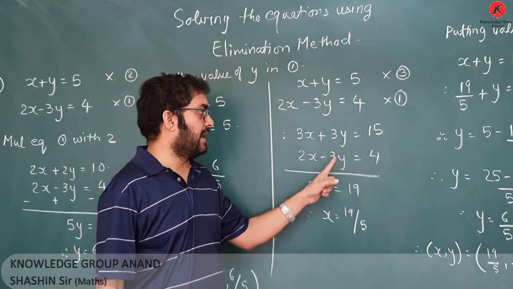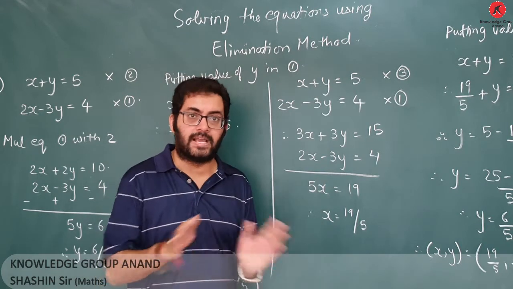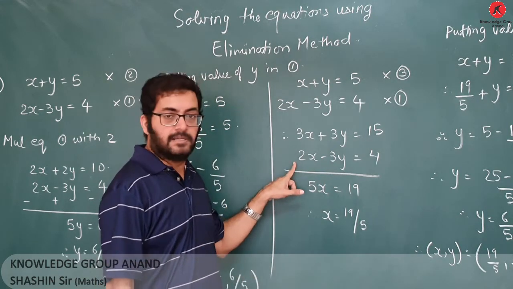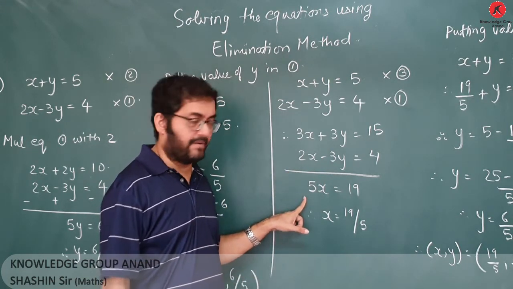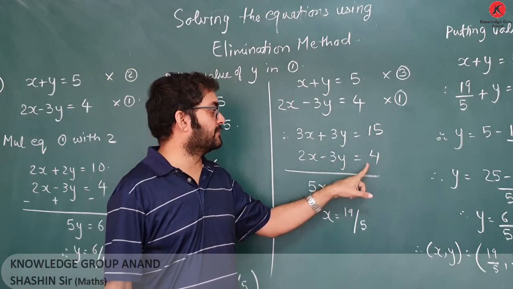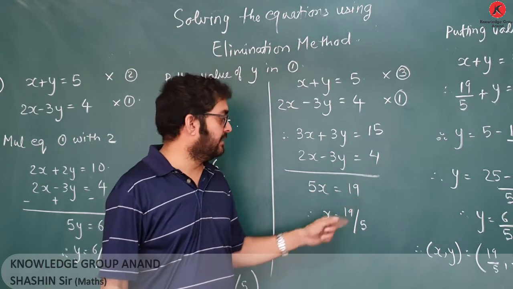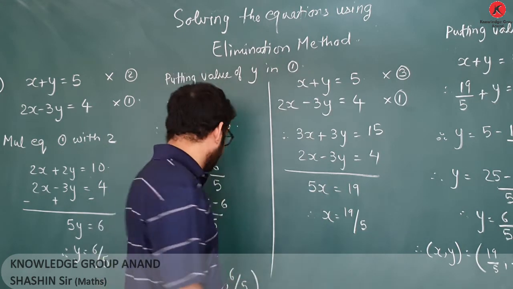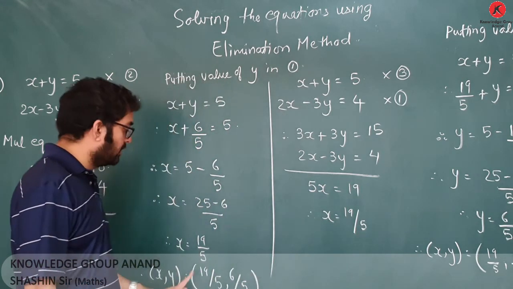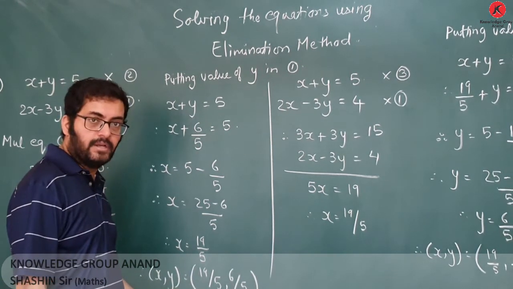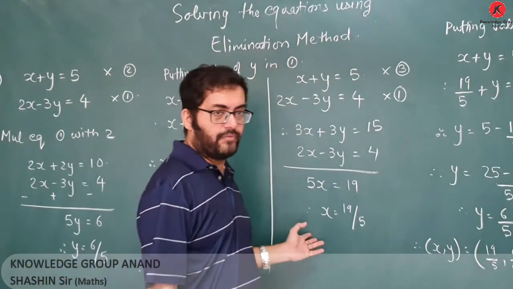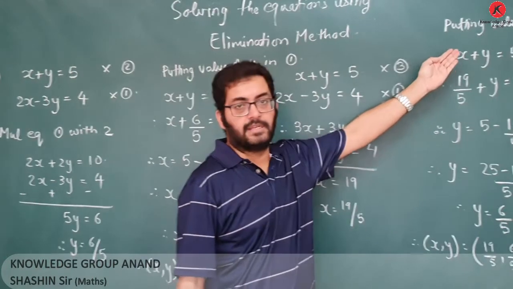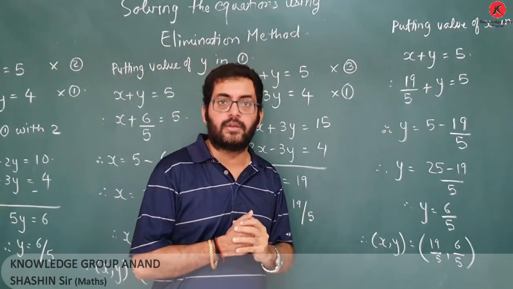So this plus 3y and minus 3y. So in short, y part got eliminated. So 3x plus 2x, that is 5x, and 15 plus 4, that is equal to 19. So the value of x is 19 upon 5. Compare the value of x over here also. The value of x was same, 19 upon 5. After getting the value of x, I will put the value of x in either equation 1 or 2 to get the value of y.